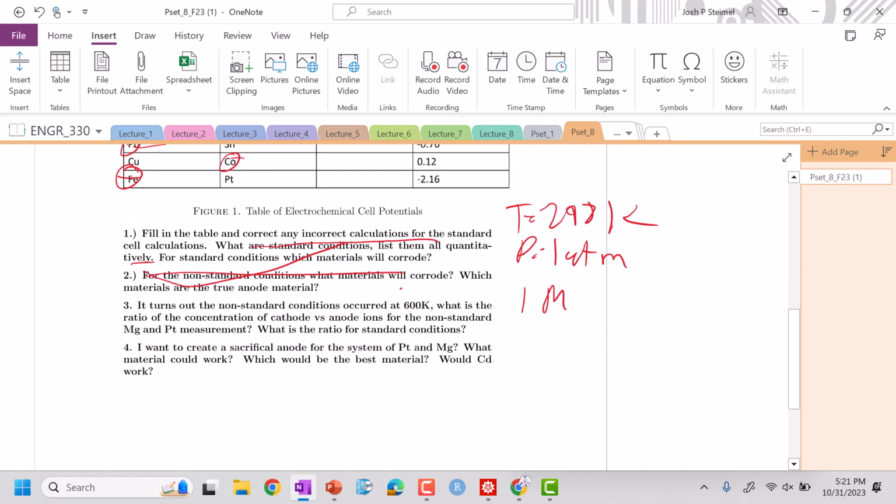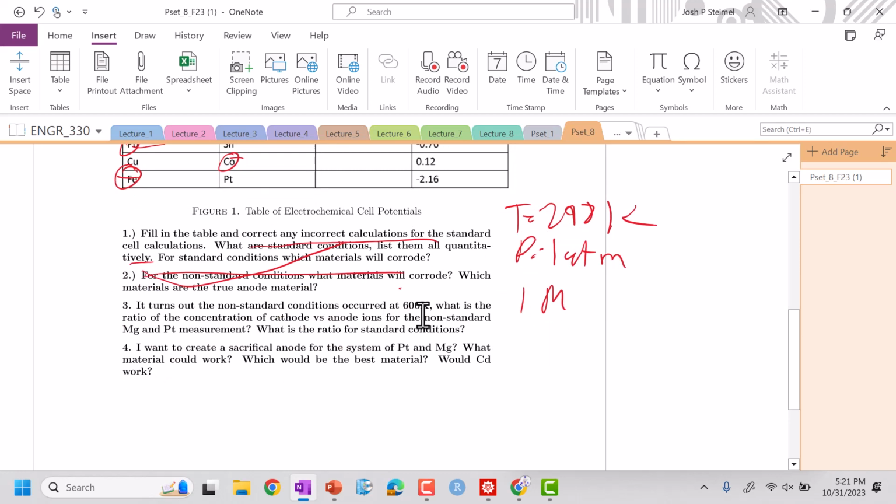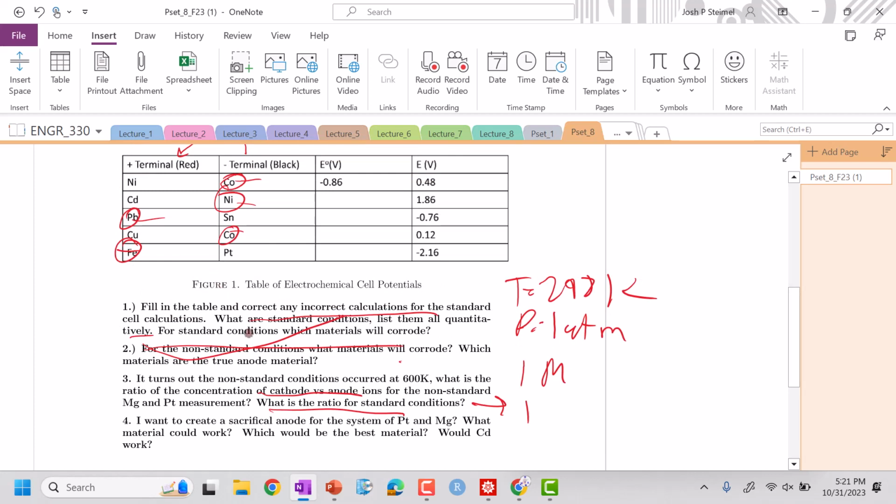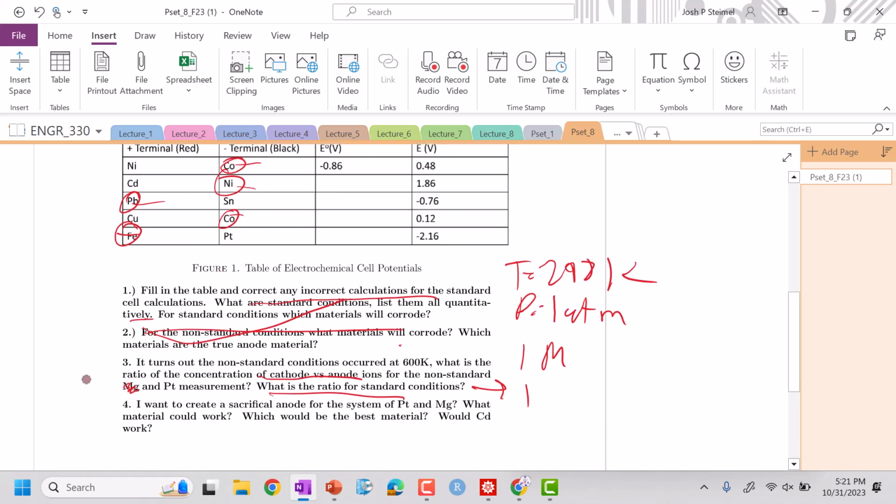Turns out the non-standard conditions occurred at 600 K. What is the ratio of the concentration of cathode versus anode ions for the non-standard Mg and Pt measurements? What is the ratio for standard conditions? The ratio for cathode versus anode ions for standard conditions will be equal to 1. So our anode over our cathode, our positive terminal over our negative terminal. If we're looking at the non-standard conditions, excuse me, this should not be Mg, this should be Fe.